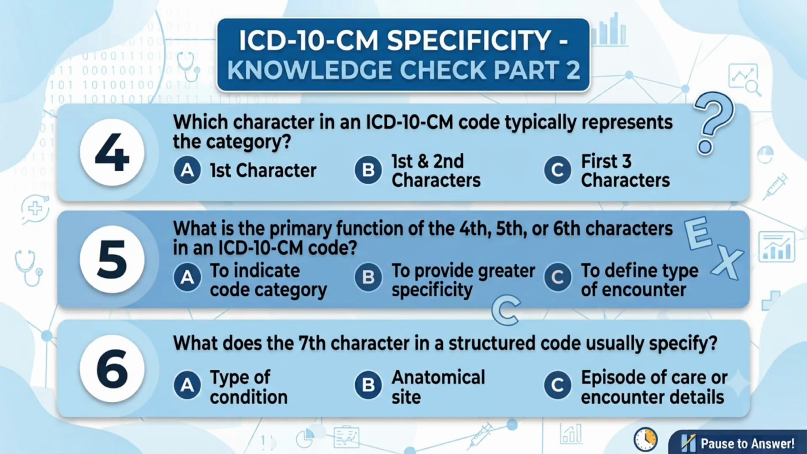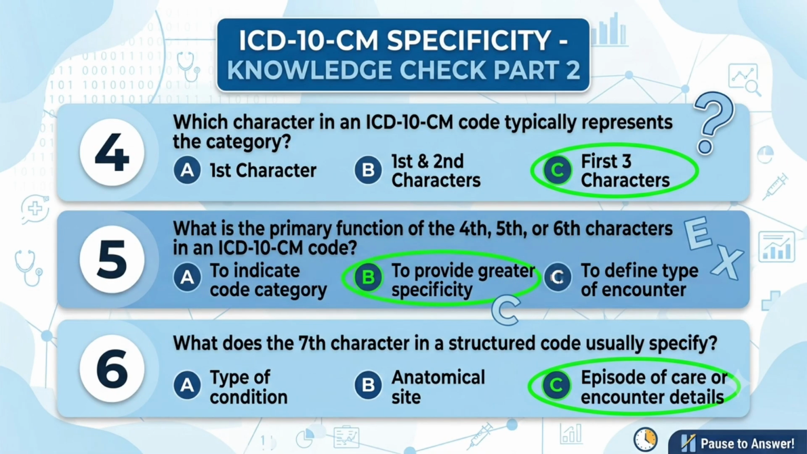Moving on to round 2. Let's dial up the specificity and see how well you know the exact function of each character slot. On screen, we've got 3 new questions testing you on what defines the category, what those middle specificity characters do, and what the crucial 7th character represents. Take a close look at the choices, and pause the video right now to lock in your answers before we flip the slide. Let's see who mastered this round.